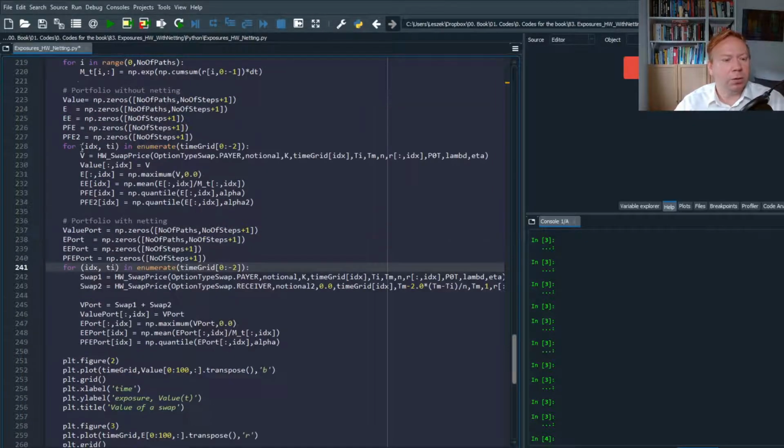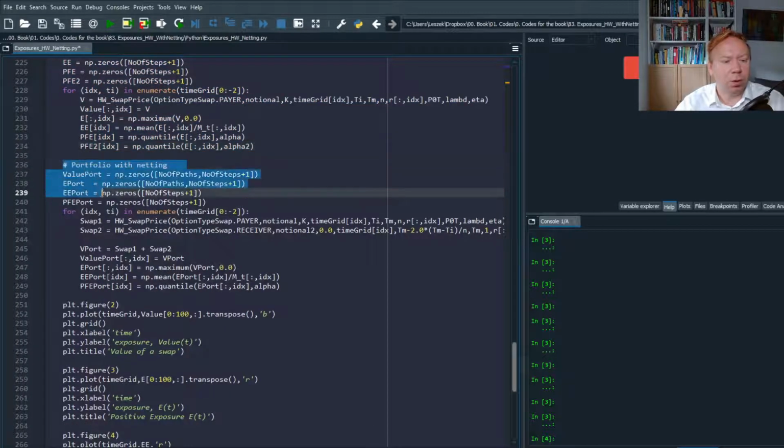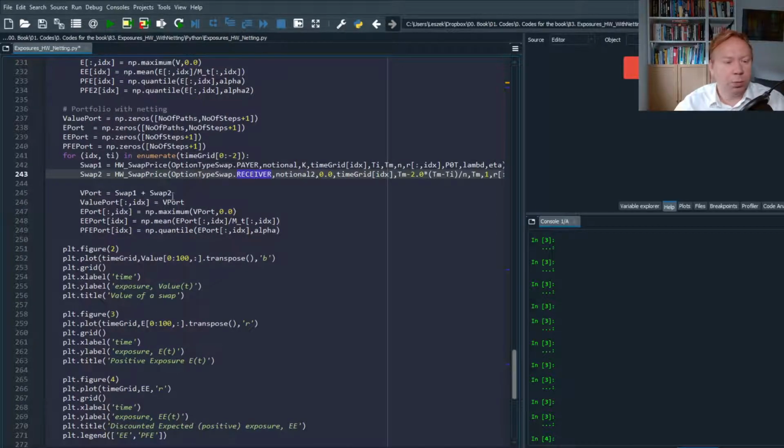So this is the single swap, and now we also perform the portfolio with netting. Here we define two different swaps, swap 1 and swap 2. One is receiver, one is payer. One is with a strike given above, and the second strike I just chose to be 0. The big difference, of course, is one is payer and one is receiver. Now we define a portfolio at every time ti, the sum of those two, so that we can benefit from the netting of the two.